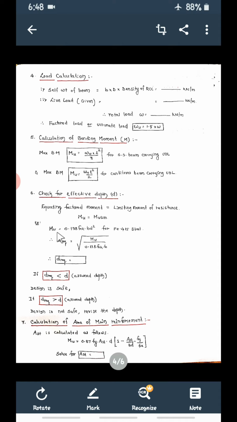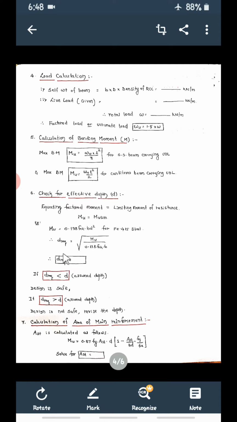So for Fe415, what is Mu limit? 0.138 fck bd square. So Mu is equal to Mu limit. Now whatever Mu we get here, substitute Mu here, 0.138 fck is known, b is known. Don't substitute d here, calculate d. So d is equal to what? d required. d square is equal to Mu divided by 0.138 fck b. So d is equal to square root of Mu divided by 0.138 fck b. So from this we are going to get the d required.